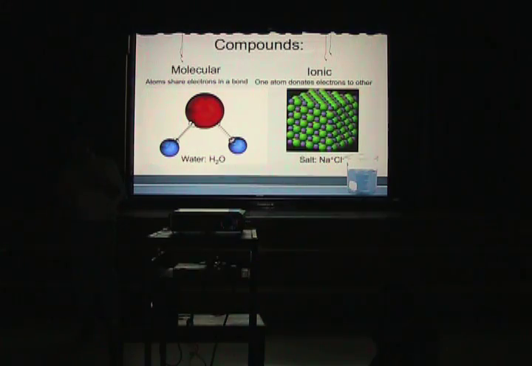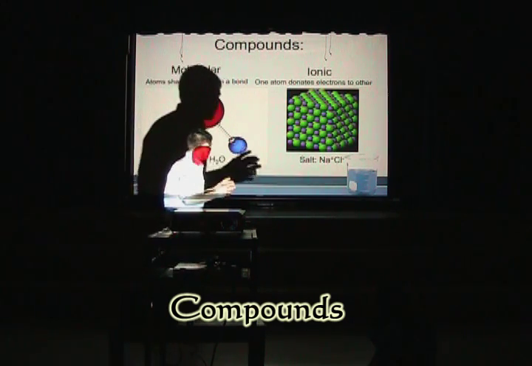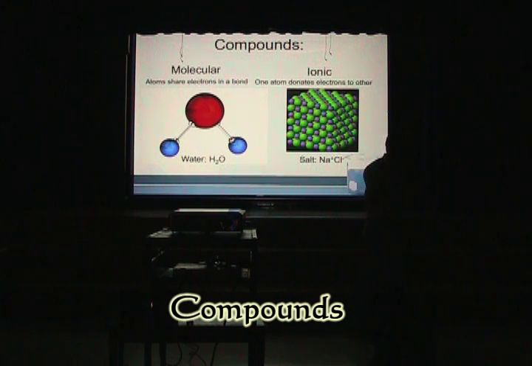So in a molecular compound, you've got two atoms, or three, or four, or however many, but more than one, that are bonded together by sharing electrons. So we talked about the most important electrons are the ones that are farthest away. That's because those are the ones that do all the bonding.